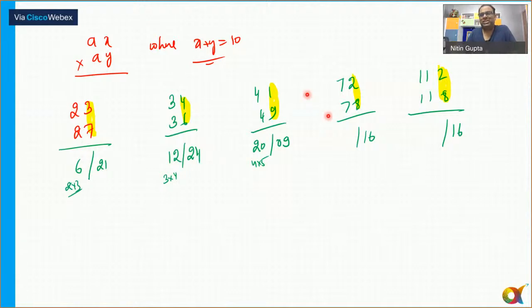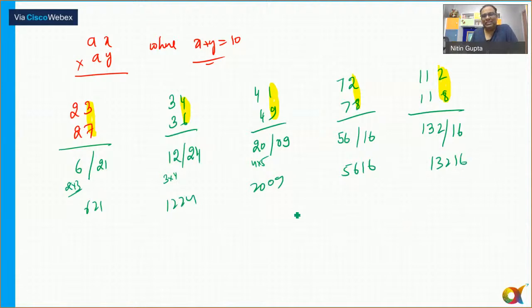72 into 78, so this is 7. After 7, we get 8. So 7 into 8 is nothing but 56, so you can write down 56. And similarly, 11 into 12 is nothing but 132. So now the answers are 621, 1224, 2009, 5616 and 13216.